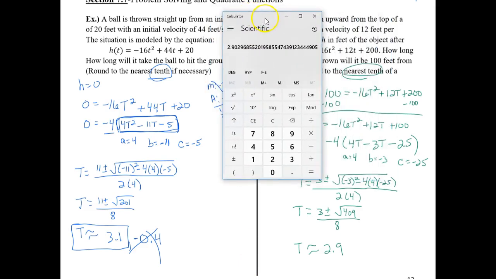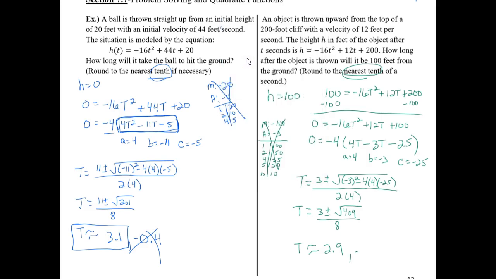The other, same thing, we take the square root of 409. Now I want the negative square root, and then I'm going to add 3 and divide by 8, and we get negative 2.2. Again, this is time, so this problem is about time. I'm not going to have a negative time, so approximately 2.9 seconds. That object should be 100 feet from the ground. And there you have it.